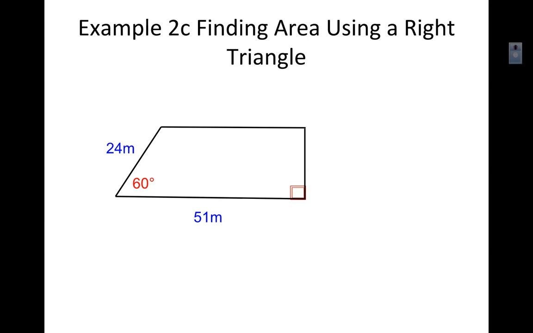So in this case, we have a 60-degree angle. They give us this base is 51. They don't give us the base up here. And they give us that this side of the trapezoid is 24. So I want you to try to figure out and find the area of this trapezoid using a right triangle. So pause the video and see how you do.